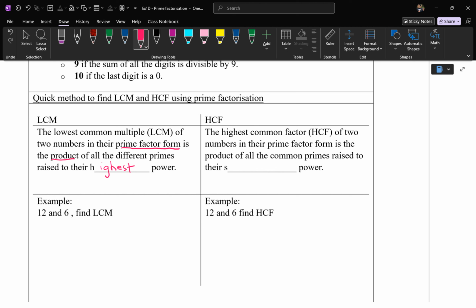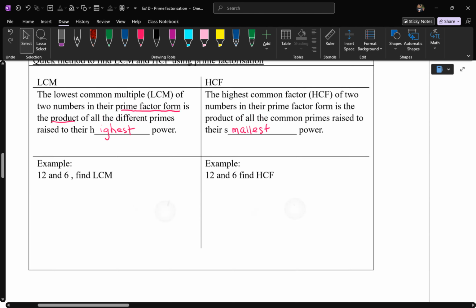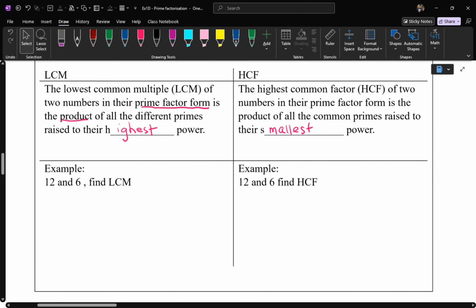HCF, what do you fill in here? I want you to fill in, it is the common product of all the common primes raised to their smallest power. So here's the technique. If you want to find the lowest common multiple and highest common factor of two numbers, it's really easy when it's small. It's much harder when the numbers are much bigger. So one of the techniques that we can use is called using a prime factor tree. And so how does this work?